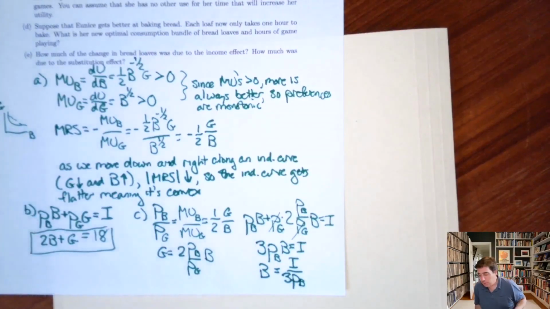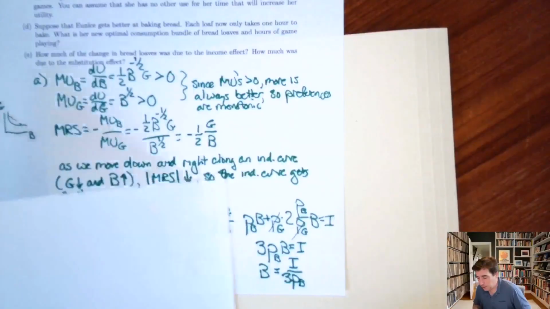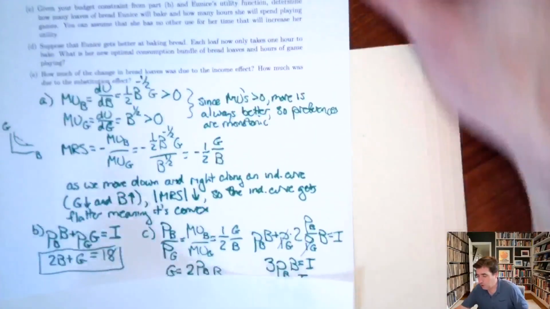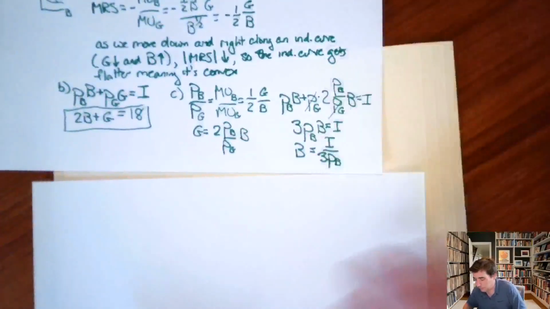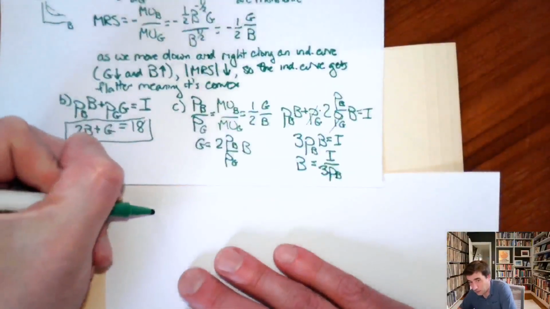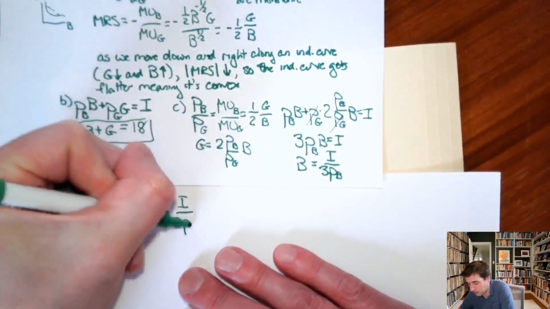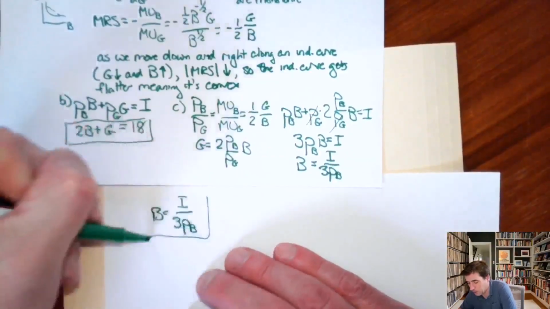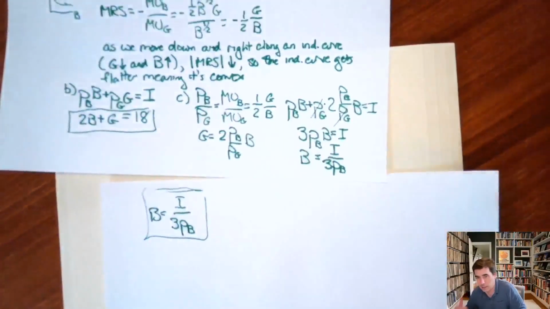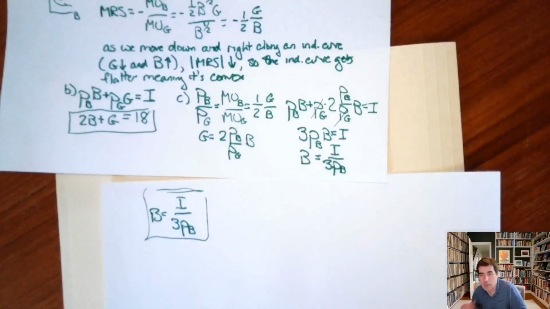Before I do that, though, I want to also find a demand equation for G, since I'm going to need to find a value for that as well, right? So I'm going to start on a fresh sheet of paper here, and I'm just going to first transfer over that final bit of information I got, all right? So we've got that B was equal to I over 3PB, right? And I'm just going to box that for myself because that is my final demand equation for B. I'm going to use that later on in the problem, most likely.